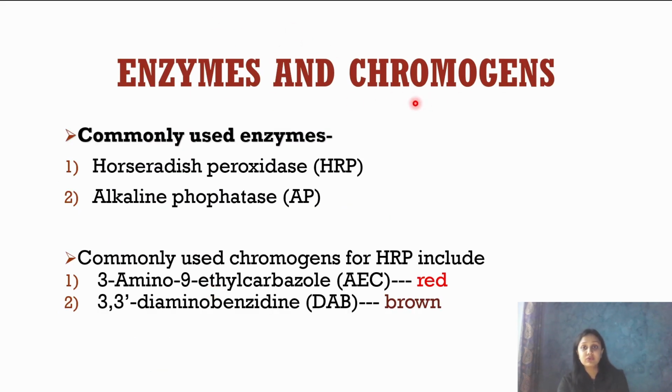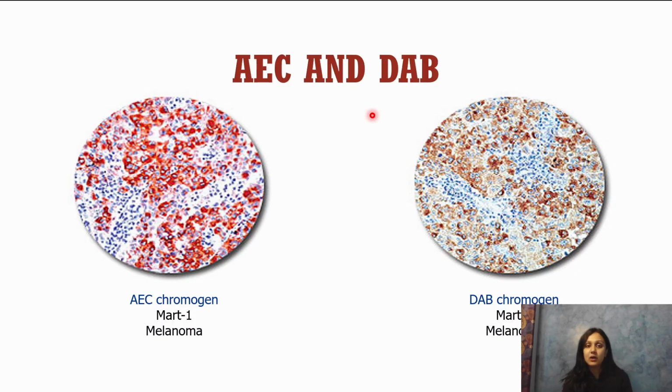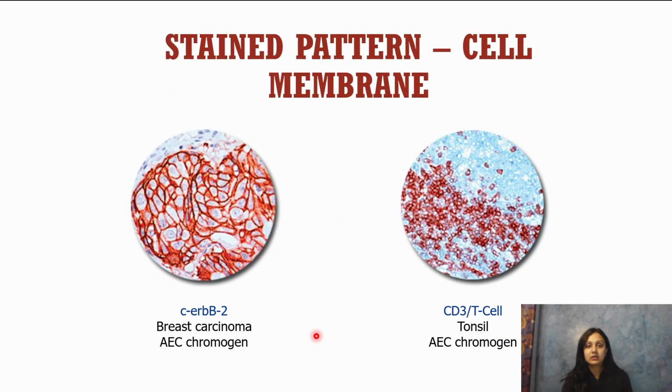So there are enzymes and chromogens that we use to impart color. The commonly used enzymes are HRP and alkaline phosphatase. Commonly used chromogens for HRP include red and brown. Red is when AEC is used, brown is when DAB is used. So this is how AEC and DAB present, right? AEC chromogen imparts a red color and DAB gives off a brown color.